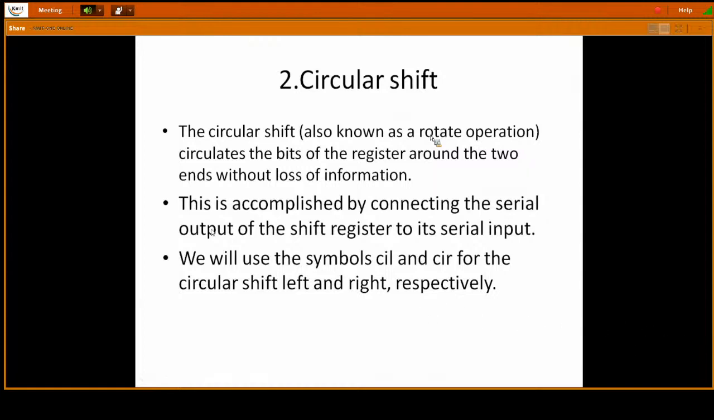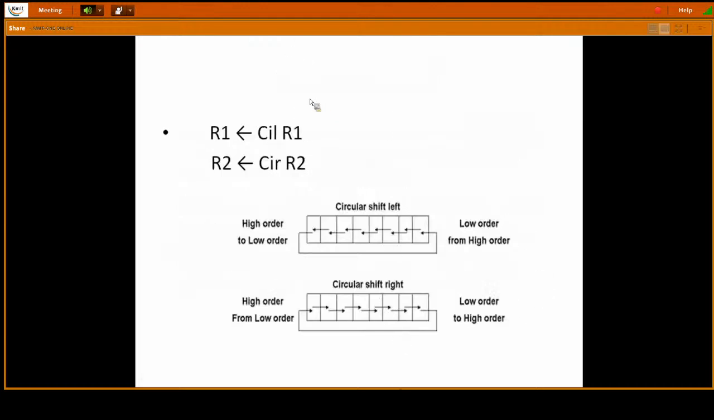Circular shift is also known as rotate micro operation. We'll see why we are calling this a rotate micro operation. Same as logical shift, circular shift can also be implemented to the left side or to the right side. If it is CIL R1, it means that R1 bits are shifted to the left side circularly.